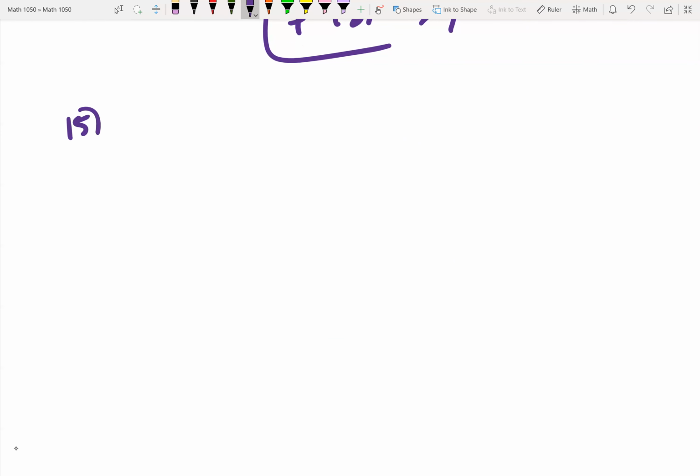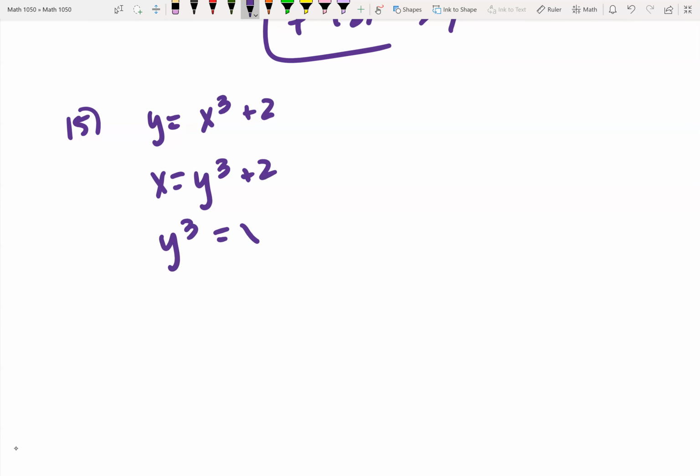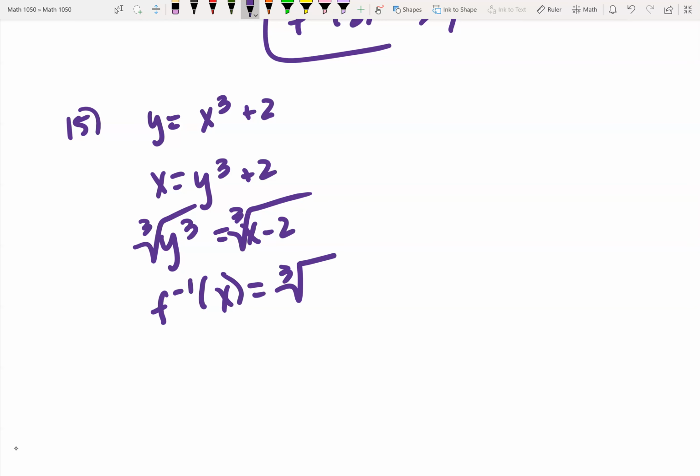So on 15, you have y equals x to the third plus 2. Find the inverse. So you'd go x equals y to the third plus 2. Solve for y. Y to the third equals x minus 2. Cube root both sides. I don't need a plus or minus. So f inverse of x is the cube root of x minus 2. If you look at the options, that is option C.